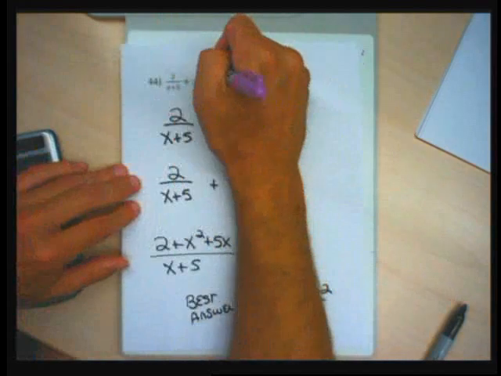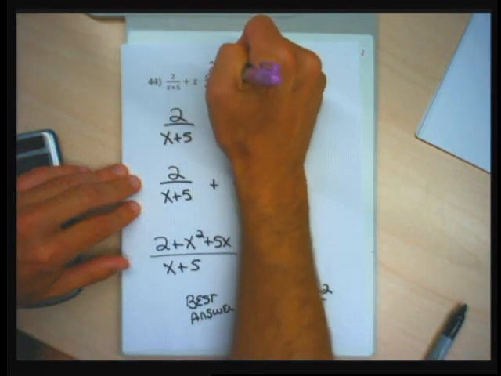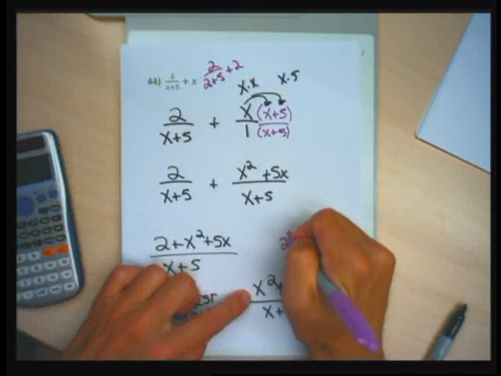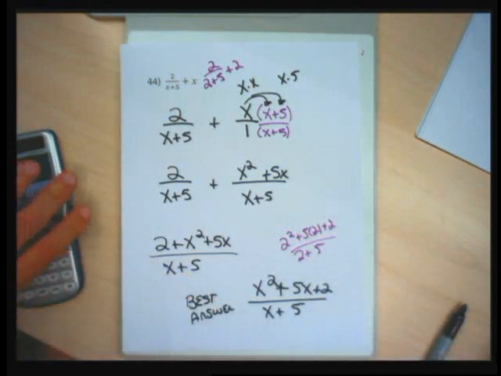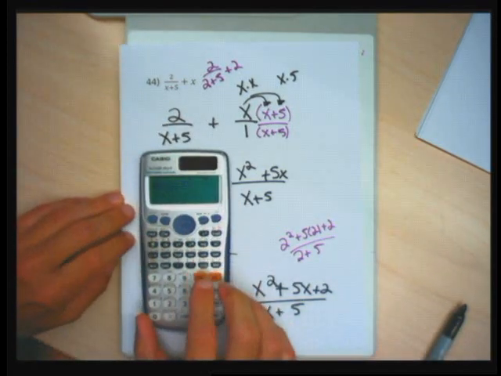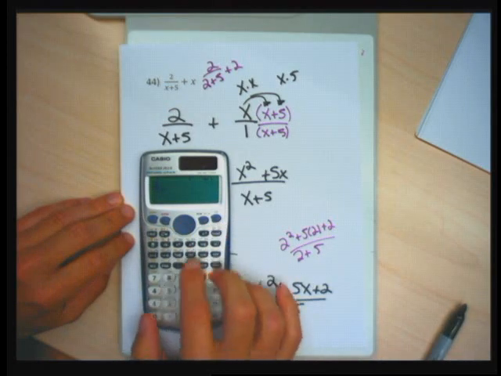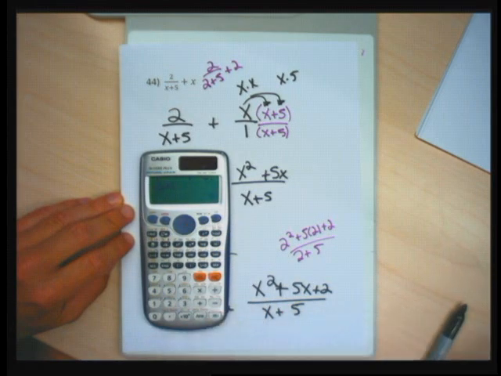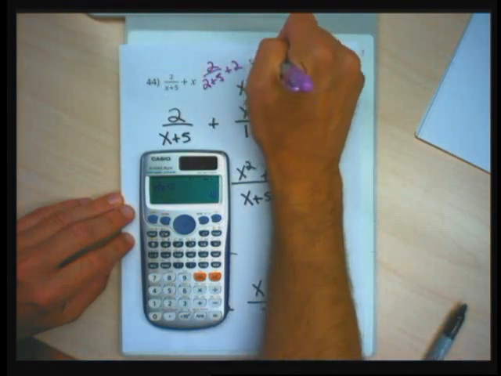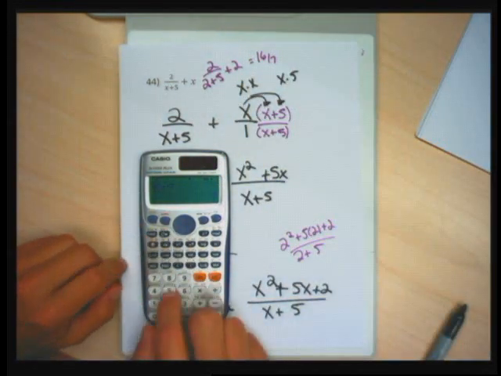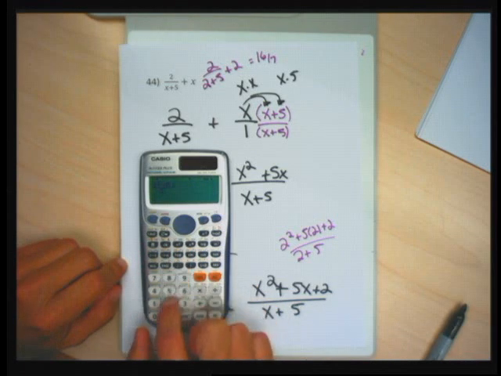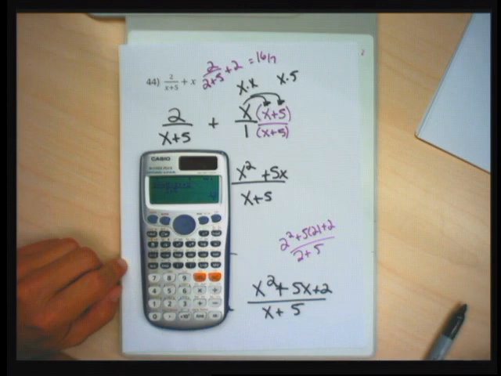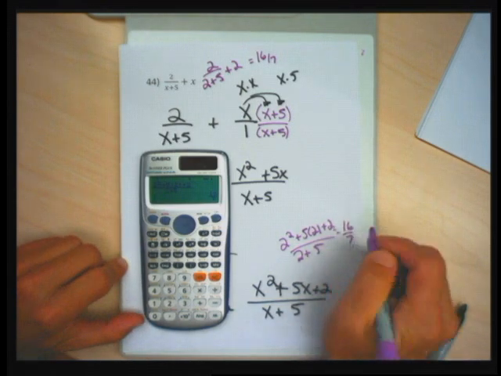I'm going to plug 2 in and go 2 over 2 plus 5 plus 2. And down here I'm going to go 2 squared plus 5 times 2 plus 2 over 2 plus 5, and see how that goes. So I get 2 over 2 plus 5 plus 2. Original problem, plugging 2 in, I get 16 over 7. Now I go to my answer, 2 squared plus 5 times 2 plus 2 over 2 plus 5. I also get 16 over 7, so I feel good about that.